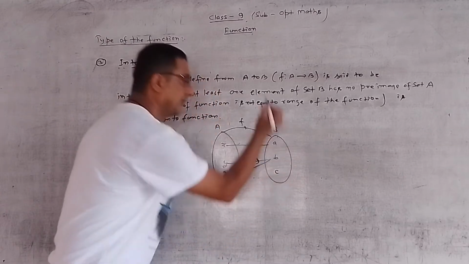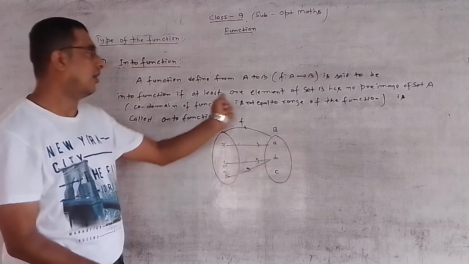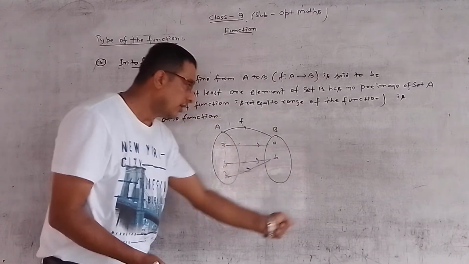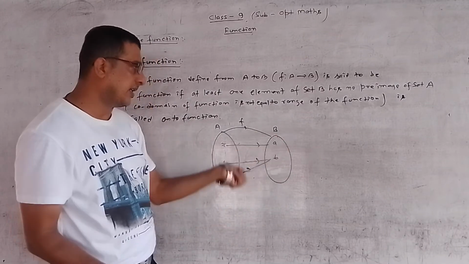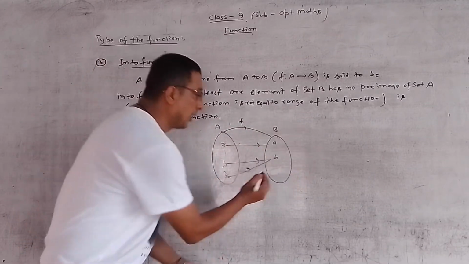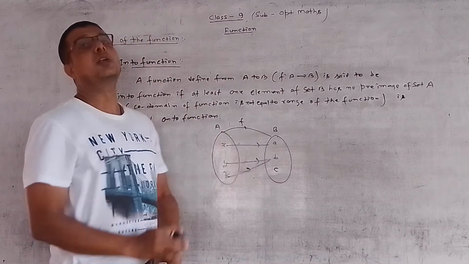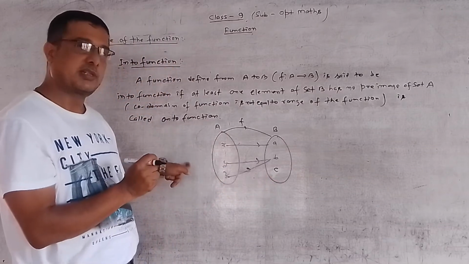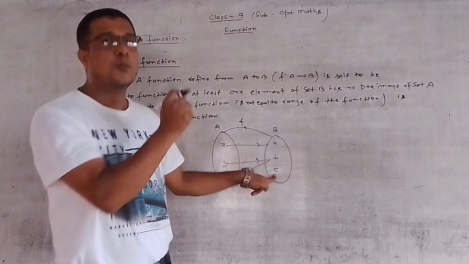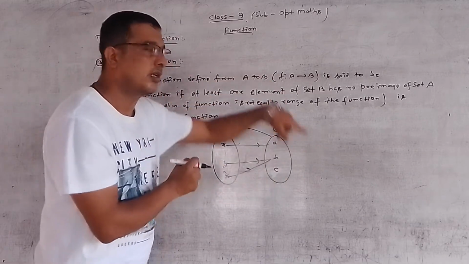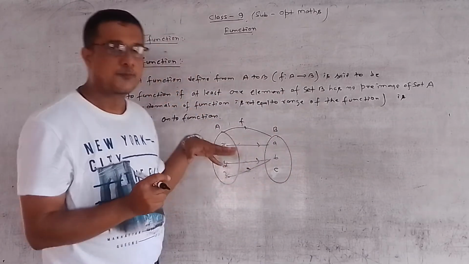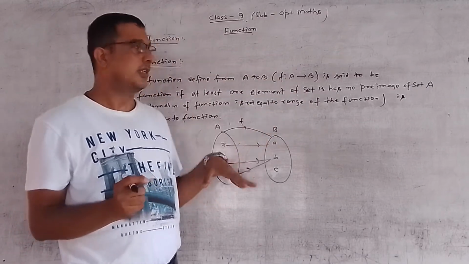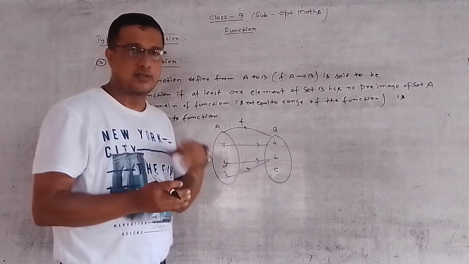You write here C. So this function is an into function. When you do not write C, this function is an onto function because all elements of set B participate in the mapping. But when you write the C here, it is an into function. At least one element of set B has no preimage. So here C has no preimage. So this is an into function. Is that clear? So the four types of function are here. I think you understand. I hope.